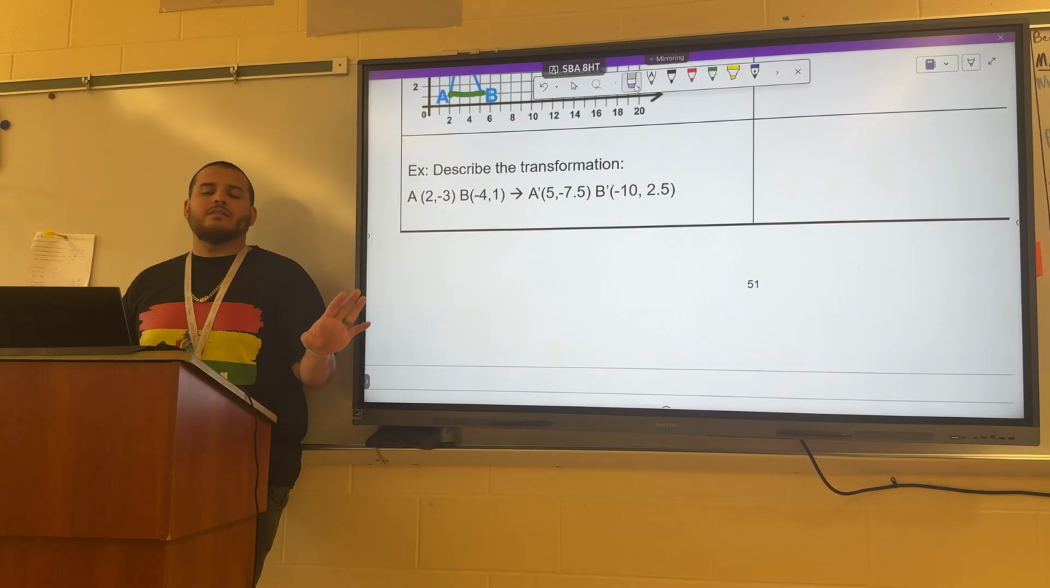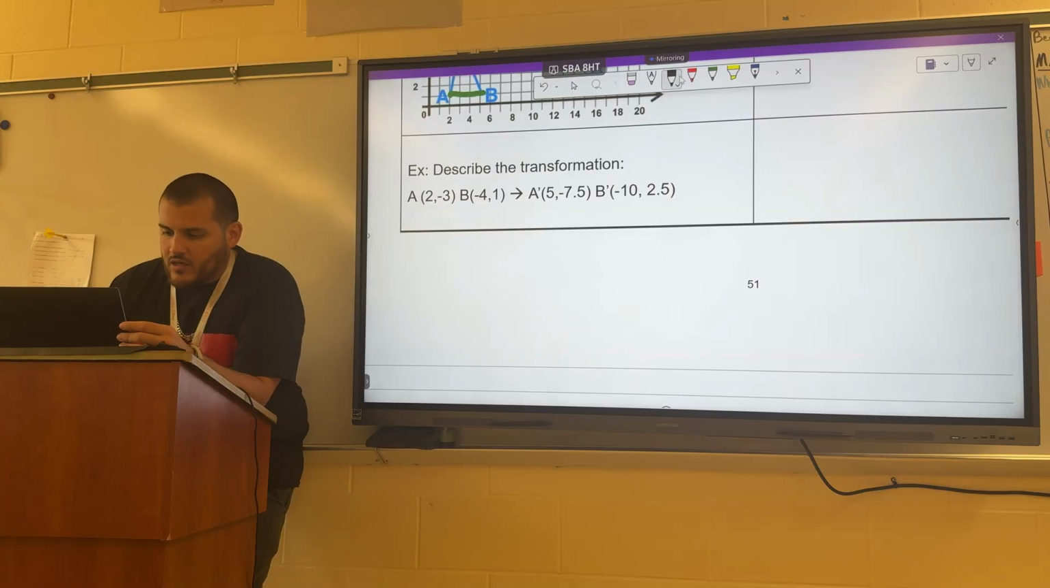Graphing would tell you though that this is a dilation, right? We would clearly get a larger segment. So this is a dilation.